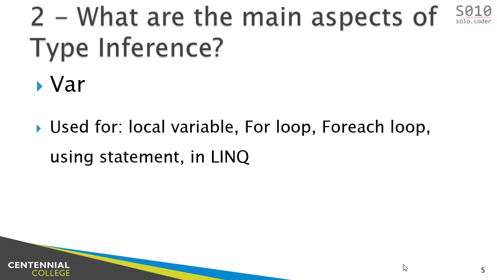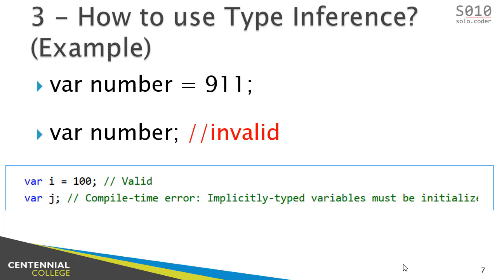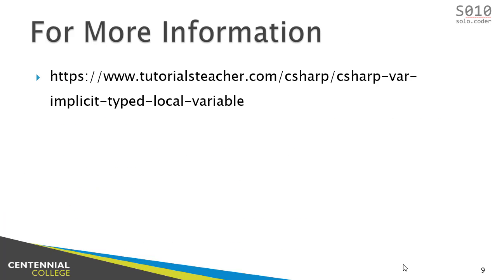This var is used for local variables and foreach loops, and also in LINQ query statements. But there are some restrictions. For example, we cannot declare var in a single line like this. It will give a compile error. Every time we have to give var i equals something. And we also cannot use it in a method as a parameter, because we cannot assign a value in the parameter. And the code is, I guess, the same. When creating a var, you just need to initialize it.